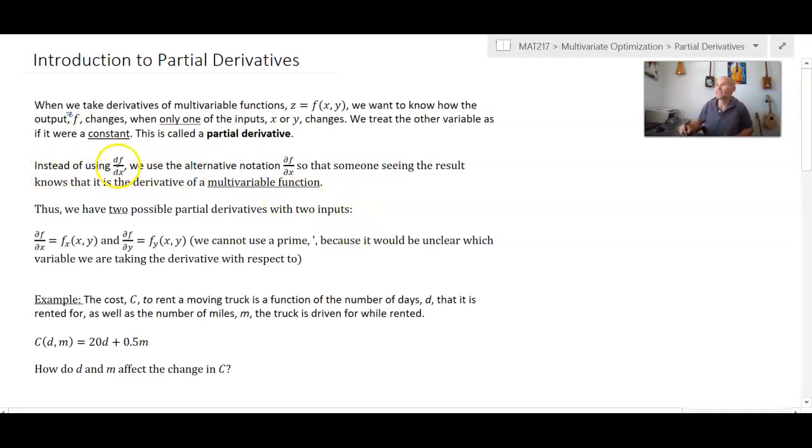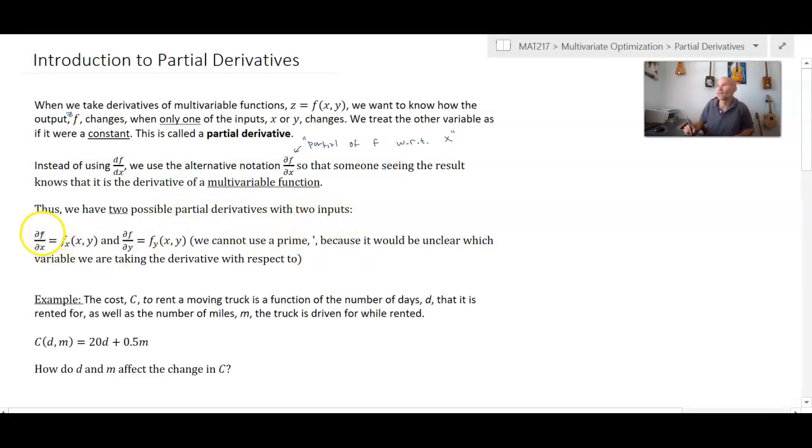Instead of using df dx to indicate the derivative with respect to x, we use this alternative notation, which you can just read as the partial of f with respect to x. Partial of f with respect to x. The reason we use this alternative notation is just to emphasize to someone reading our work that f is a multivariable function. So it means the same thing as df dx, but it just emphasizes that f is a multivariable function.